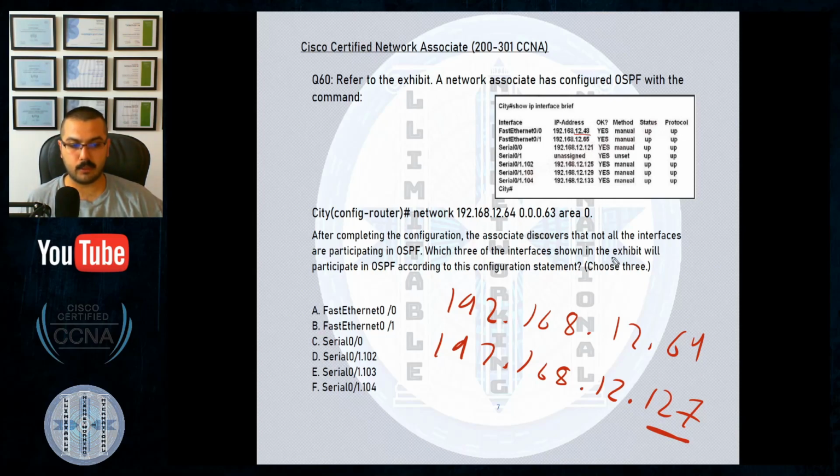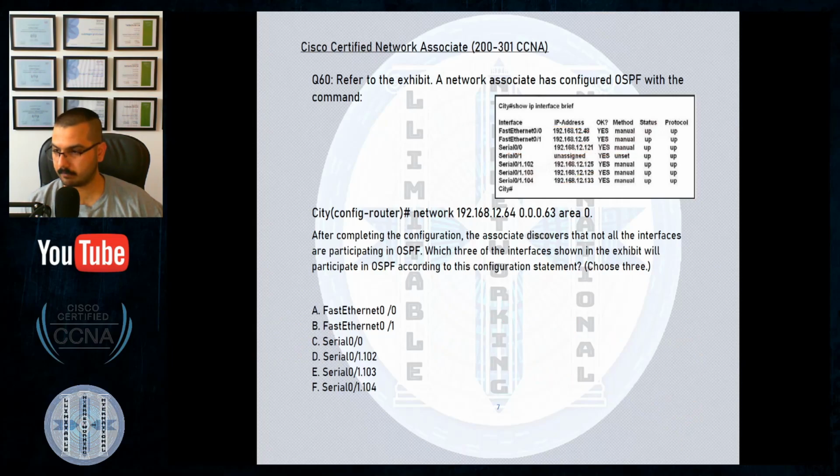So .12.48 is before that, I'm sorry, .65, yeah, fast Ethernet 01, 121, yep, correct, this one is unassigned, leave it, .125, yes, in the range, 129, no, 133, no. So my three interfaces will be fast Ethernet 01, serial 00, subinterface serial 001. That is the answer, BCD. Okay, I hope that it is okay.